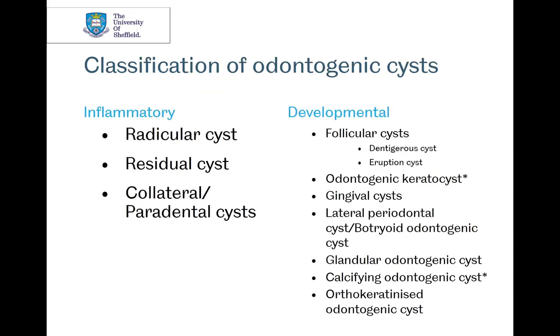And when you put that classification really into the list of cysts, this is it. Odontogenic cysts are outlined by epithelium. The inflammatory ones are the radicular cyst and residual cyst. Now, you'll have heard of these before because we've talked about them in the context of periapical pathology earlier in the courses. And then there's the collateral and paradental cysts.